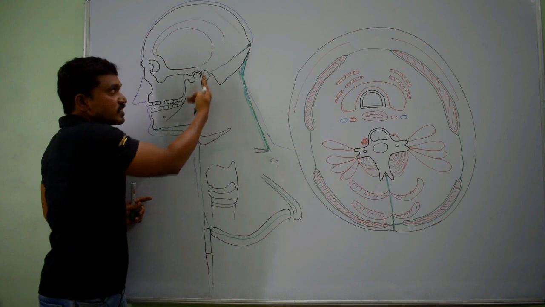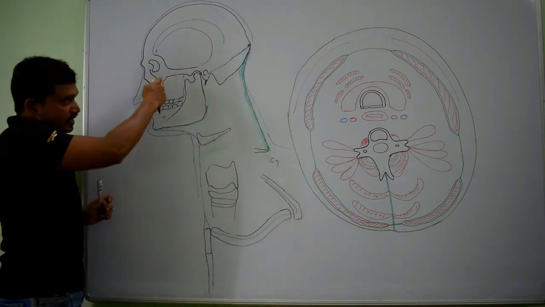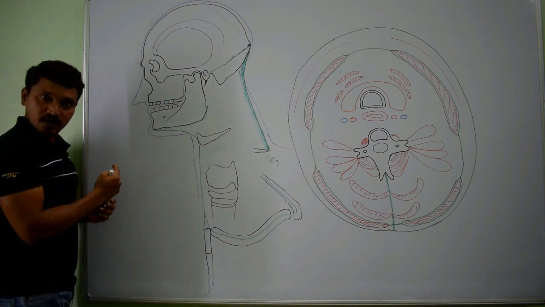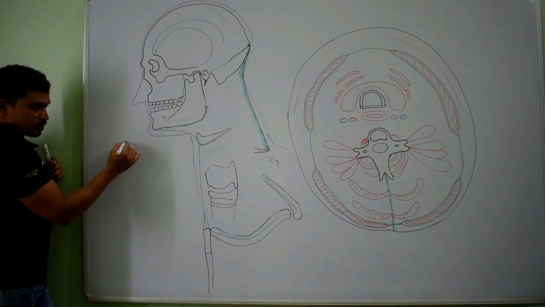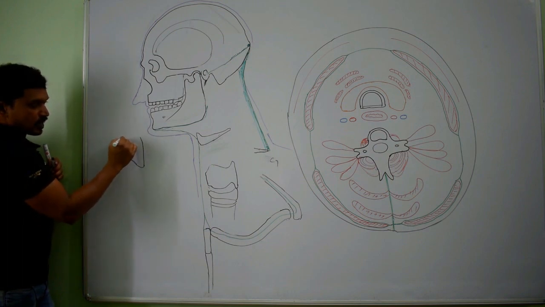So this investing layer of deep cervical fascia is enclosing the parotid gland. Those sections we will see now. Now I am taking the section at this level, at the base of the mandible. This is the section. So I am drawing the section of the mandible like this. This is the mandible. This upper part of the mandible, what we call alveolar process.